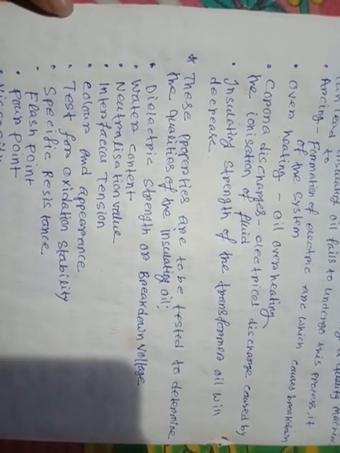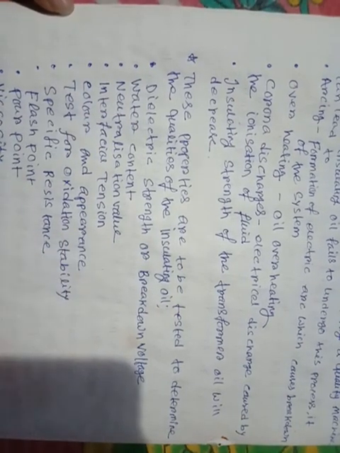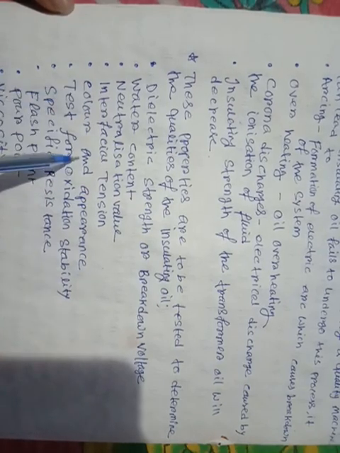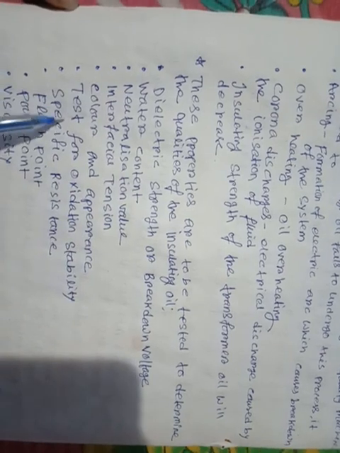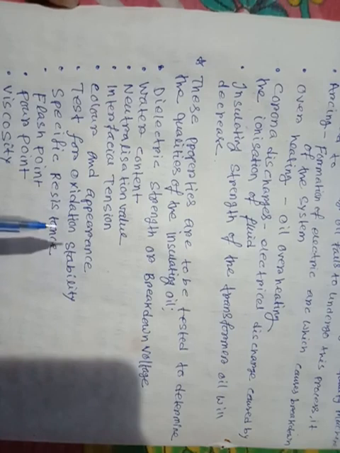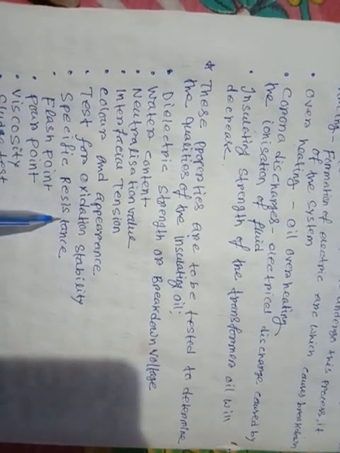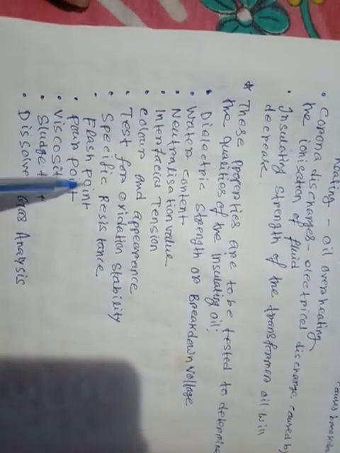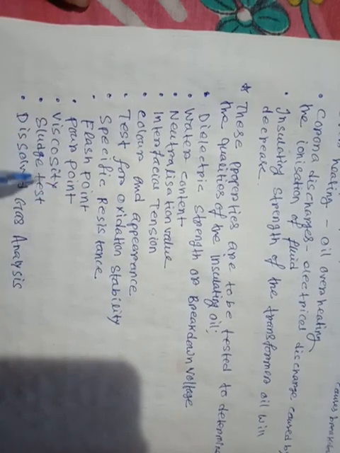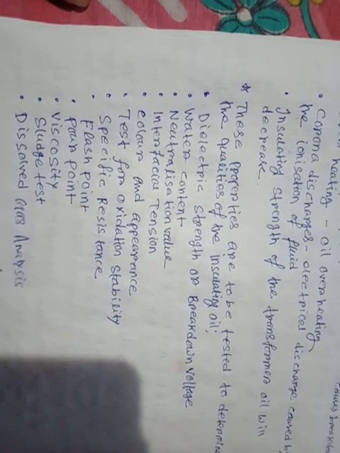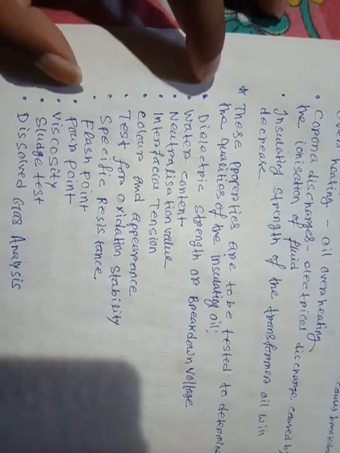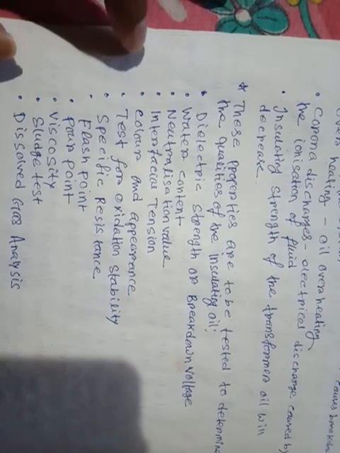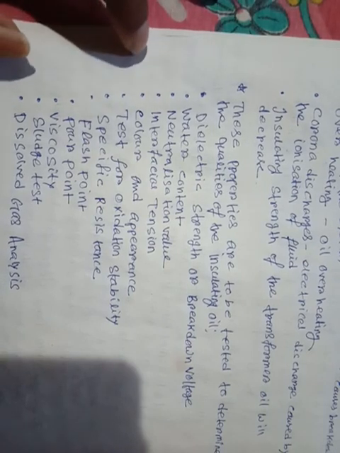Third is the neutralization value of transformer oil, interfacial tension, color, and impurities. Test for oxidation stability or test of acidity. What is specific resistance, the flash point, the pour point, viscosity, sludge test, dissolved gas analysis. These are the parts that are tested in transformer oil.